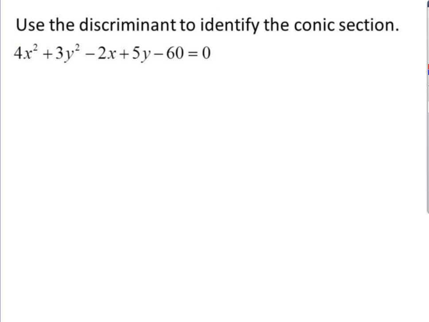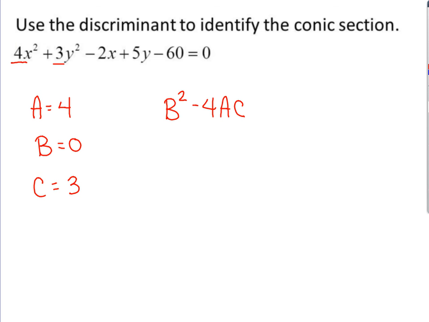So we need to identify our values first. The value in front of your x squared is your a. Your b value is the value in front of an xy. In this case, we do not have an xy value, so our b value is 0. And the c value is the value in front of your y squared. Now our discriminant is b squared minus 4ac, or 0 squared minus 4 times 4 times 3.